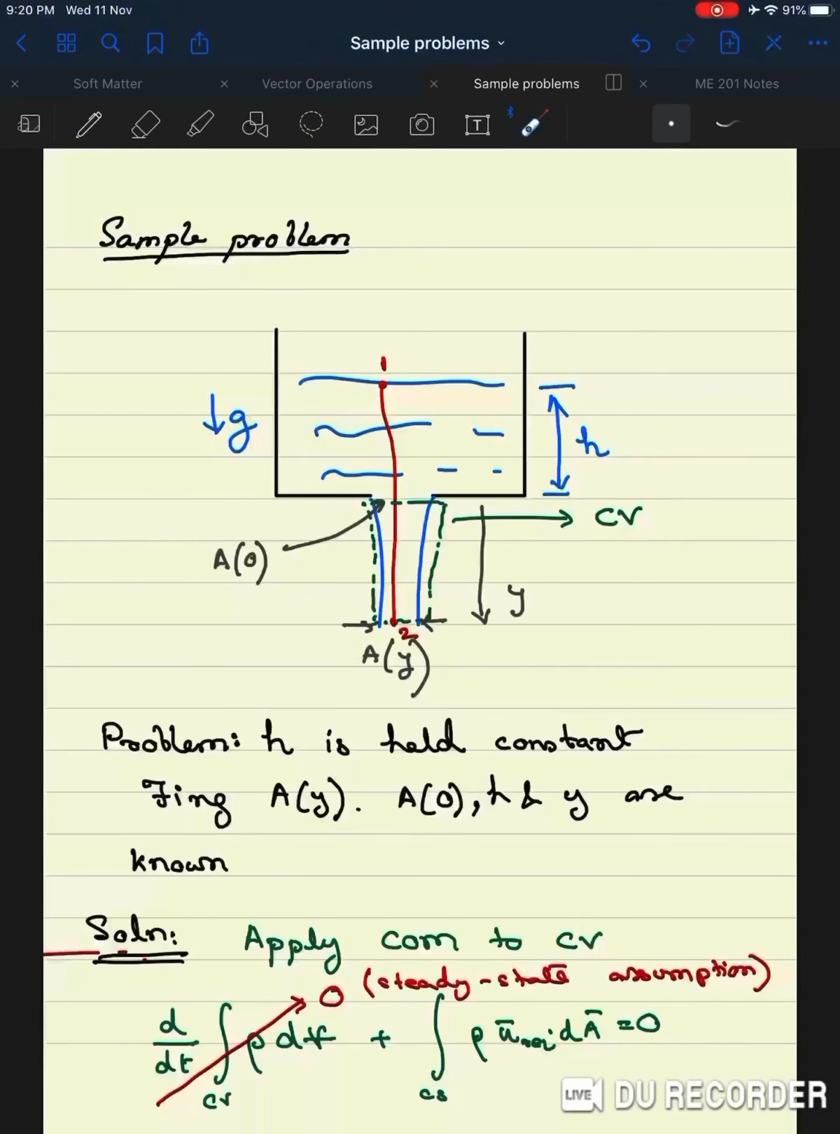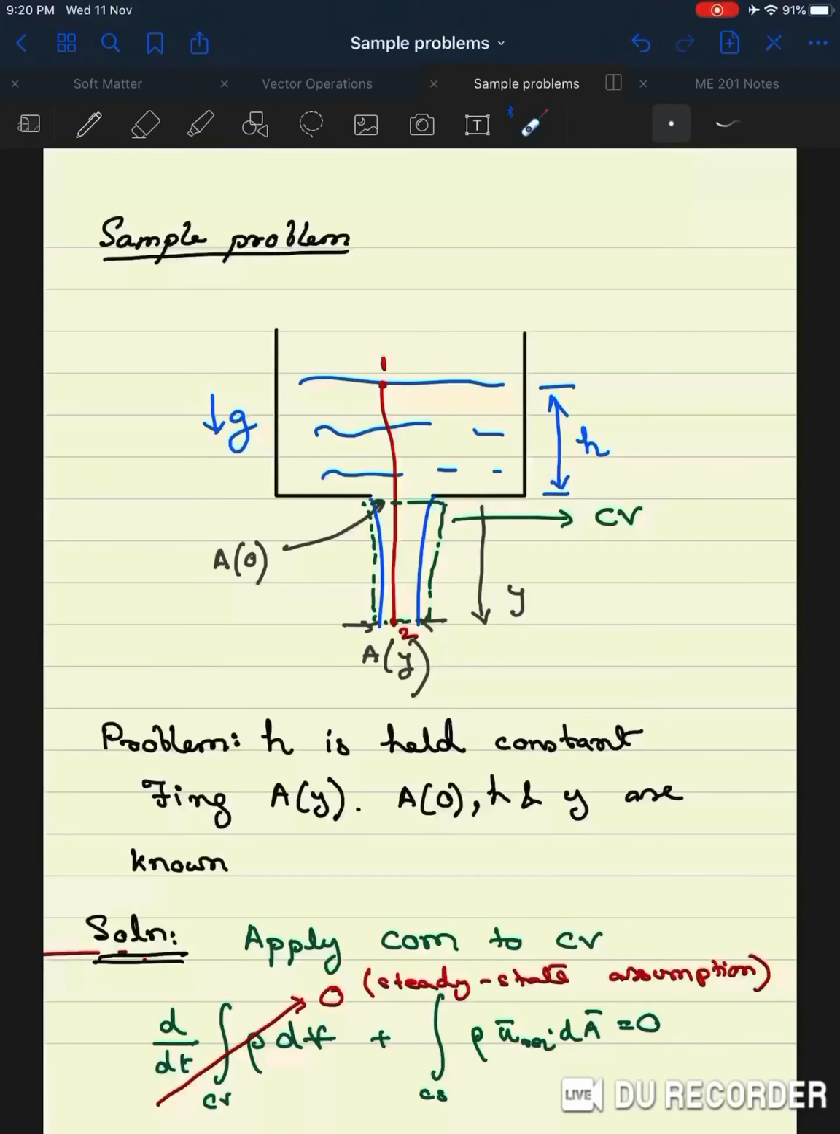So the question is that the height of the water is being kept constant by a supply of water, say, or however it is being kept constant, and a jet is emerging from the bottom, and the cross sectional area of the jet is a function of the vertical height y. So let's say that this area is known, because this is equal to the orifice area, height is known, y is known, then we are being asked what is A(y) in terms of obviously the other variables.